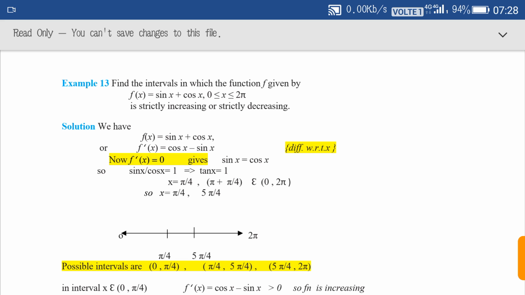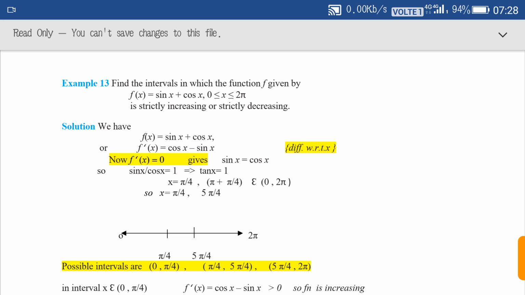Now the first step is to put f'(x) equal to 0. If we put f'(x) equal to 0, we get sin x is equal to cos x. Now dividing by cos x, we get sin x/cos x is equal to 1. That means tan x is equal to 1. Now you have tan x equal to 1, and you have to check all the values of x within 0 to 2π.